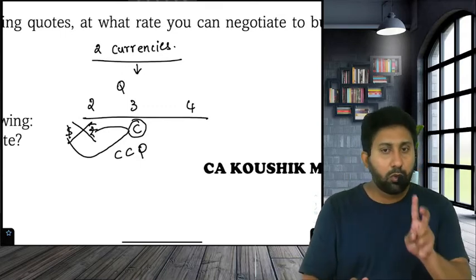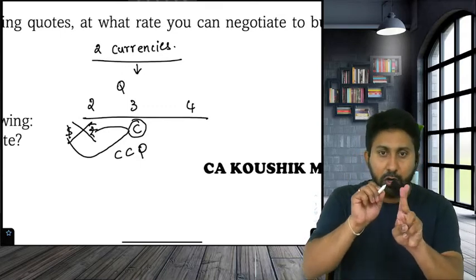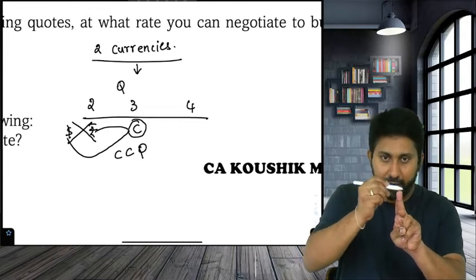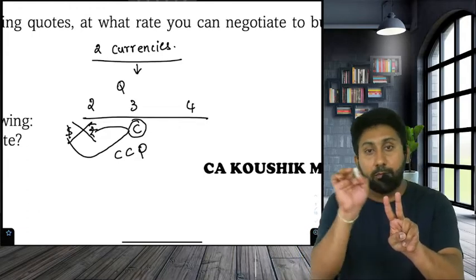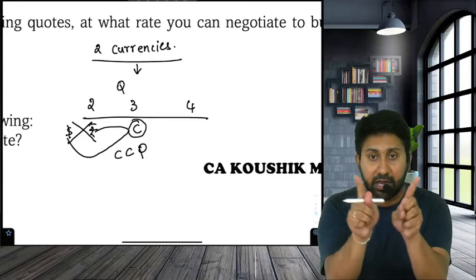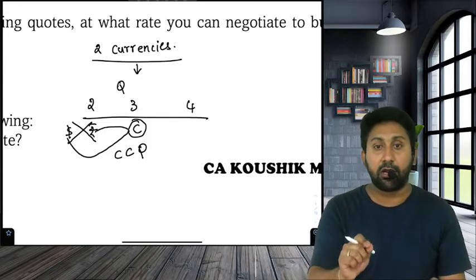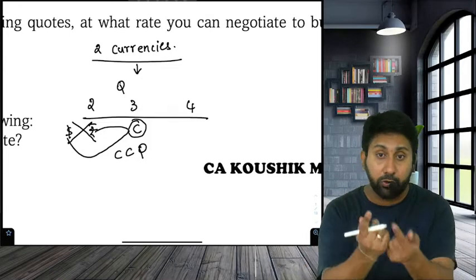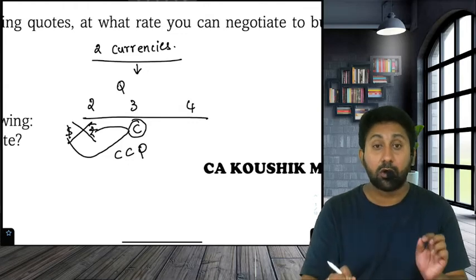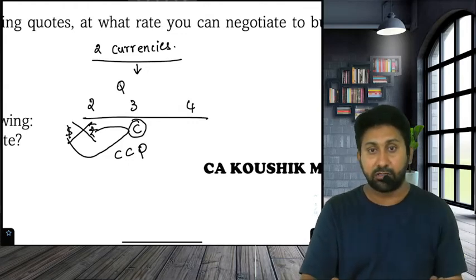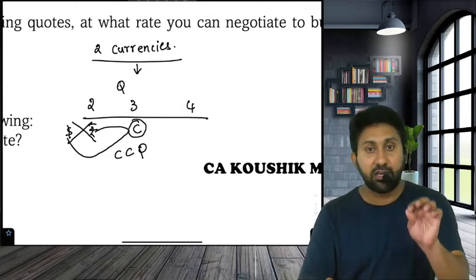Repetition for the last time. When two currencies are not quoted for each other, but individually both are traded against a common currency, then we calculate a quotation between two unquoted currencies called cross currency quotation.